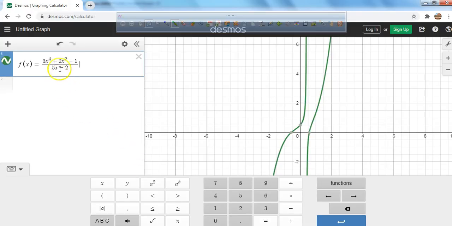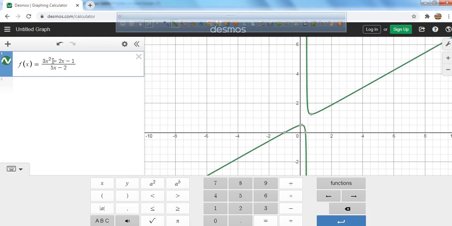So I'll just use the same graph. I'll make that a 2. I'll make this a 1. There we go, and I'll make this a 3.